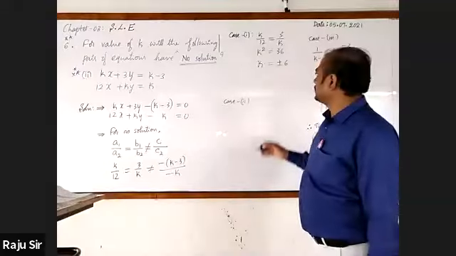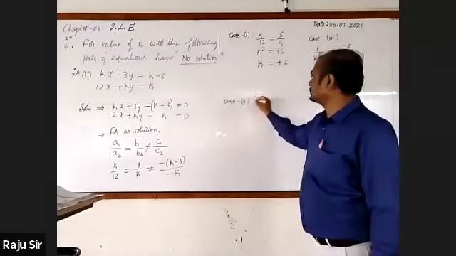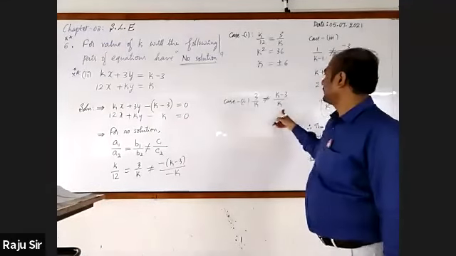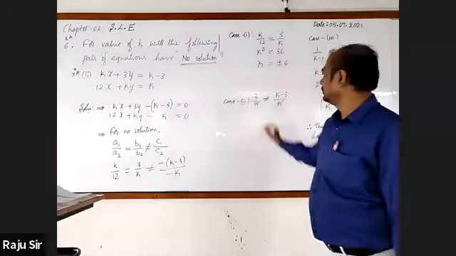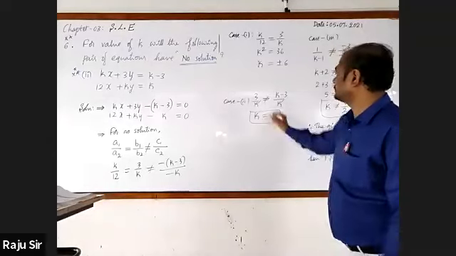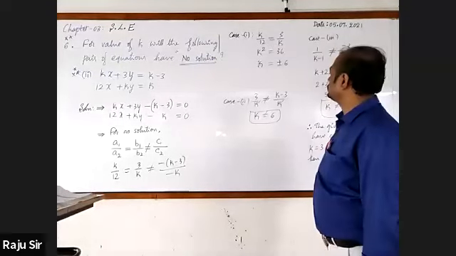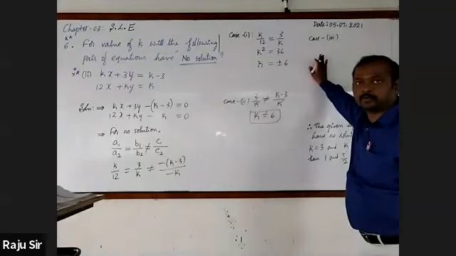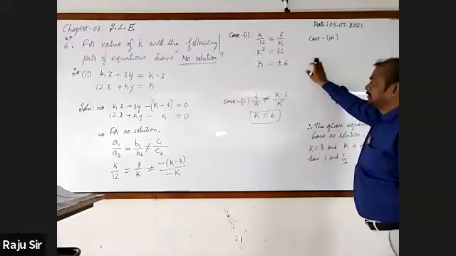Now you may take case 2. Case 2 is 3 by k that is not equal to k minus 3 by k. Here k and k get cancelled. k is equal to 6 for k is not equal to 6. Let us write the conclusion first. Let's move on to the third one also.